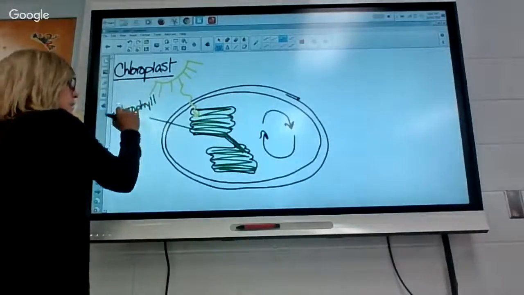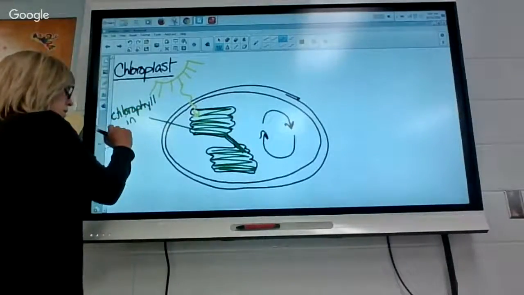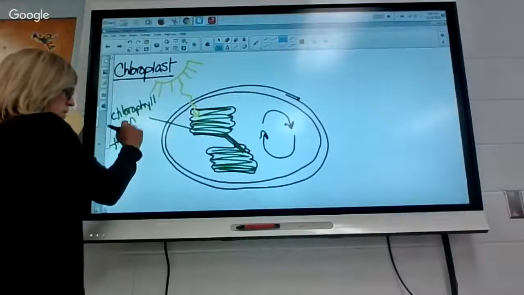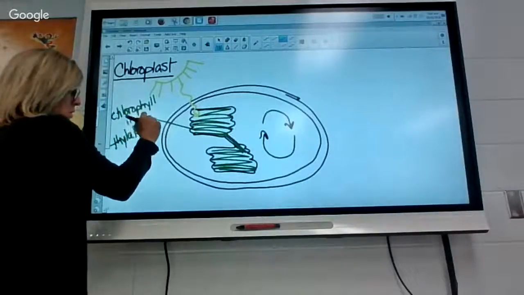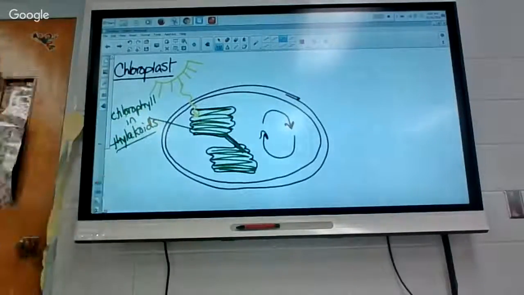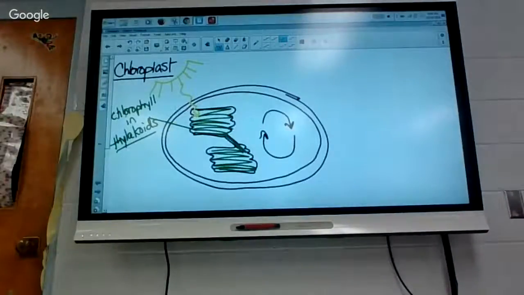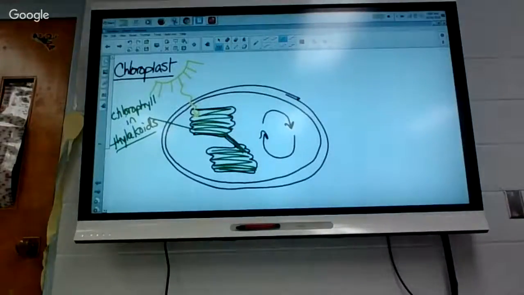Chlorophyll and, all right, so that's the part of the chloroplast where the chlorophyll is. So it's chlorophyll and thylakoid. So right now on any leaf that is green, the leaf is the photosynthetic organ of a plant. It is the organ that does that.